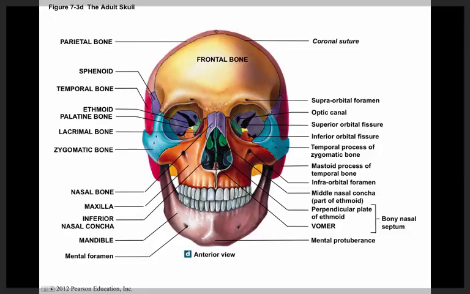They are a bone on their own, where the middle ones were part of the ethmoid bone. The inferior ones are their own bone. We can also see the vomer. The vomer is the inferior aspect of the bony nasal septum. So here we see it right here inside the nasal cavity. It is articulating with the longer perpendicular plate of the ethmoid bone.